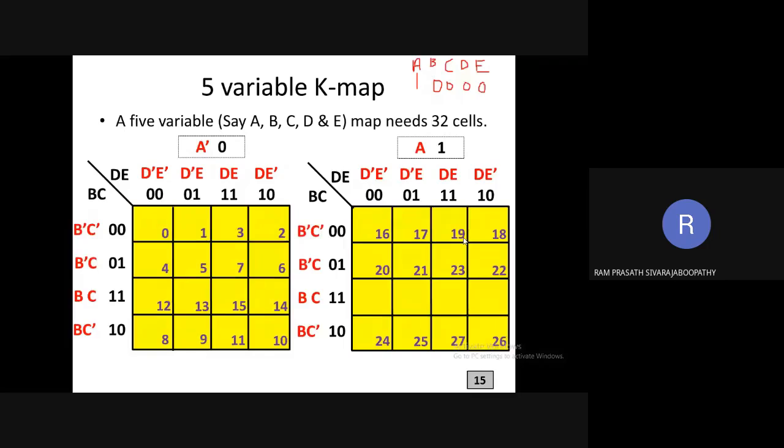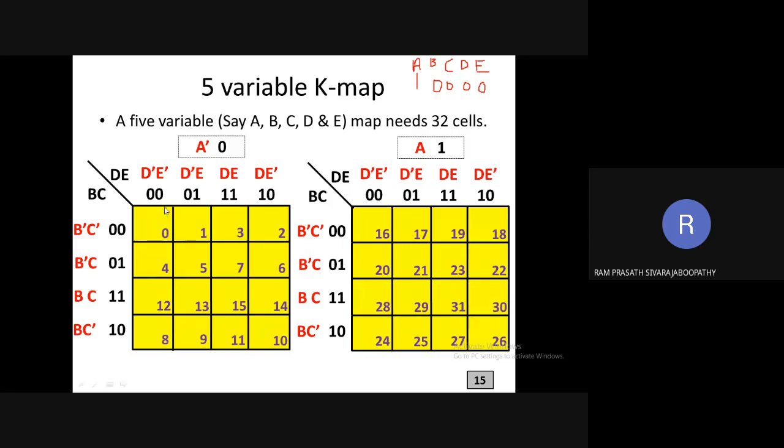Last row. Okay. Somebody typed for the third row. For third row it is 28, 29, 30, 31. That's it. So total how many cells do we have now in this K-map table? In total, how many cells are we having in the K-map table? 32. Okay. Please remember one thing.